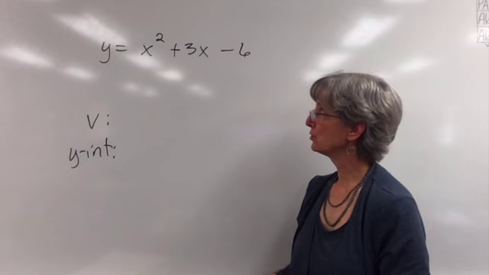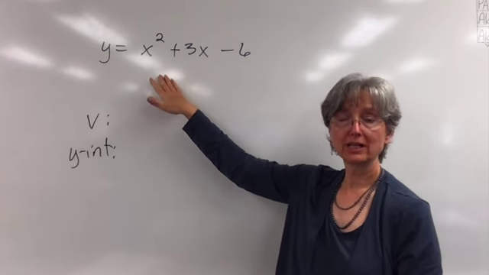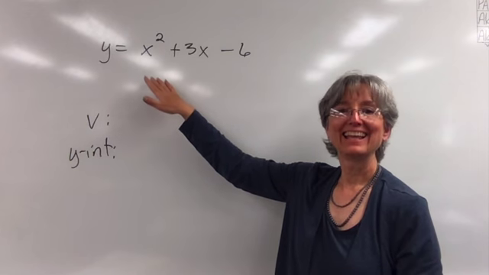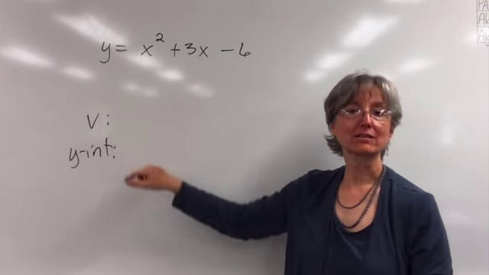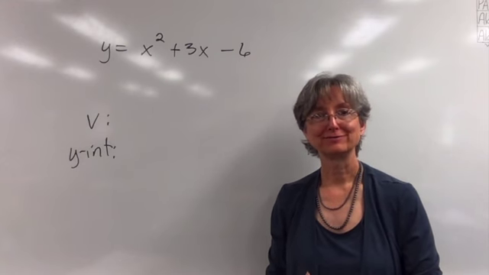What I want you to do is put this in vertex form. What is this in vertex form? So change it to vertex form. Then what's the vertex and what's the y-intercept? And then come back and check your answer.